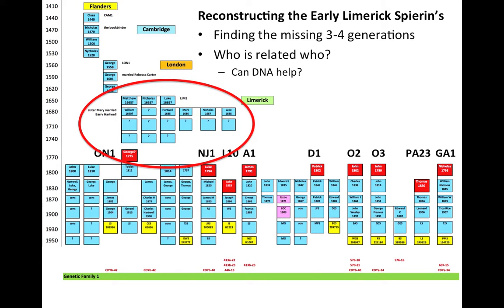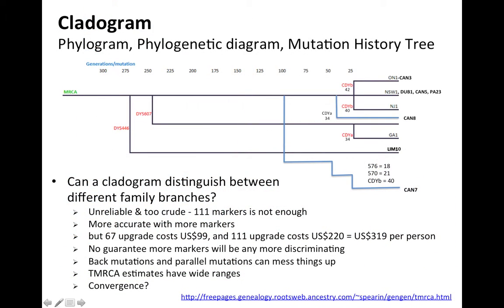Now, there are various markers that may be useful. So, for example, various members have a mutation on specific markers that are indicated here, and based on these specific mutations, it should be possible to generate a cladogram, also known as a phylogram or phylogenetic diagram, also known as a mutation history tree. But can such a cladogram distinguish between the different family branches?